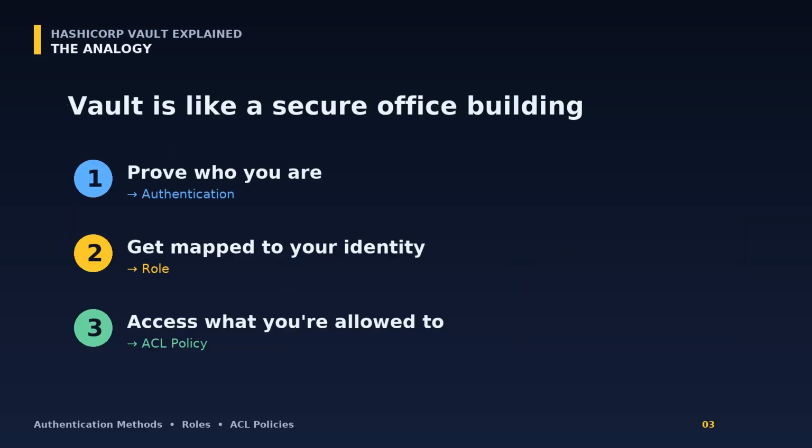Before anyone can enter, first they must prove who they are. Then Vault decides what identity they belong to. Finally, Vault determines what they are allowed to access. These three steps correspond to authentication, identity, and authorization, or in Vault terminology, authentication method, role, and ACL policy. Let's understand each one.